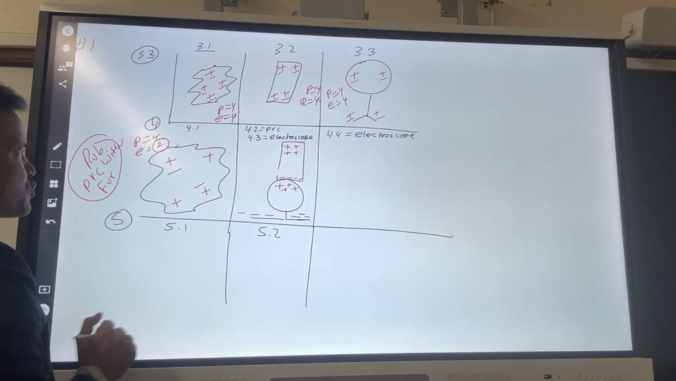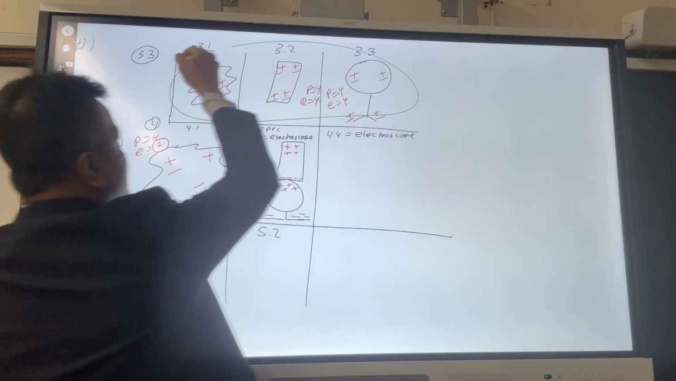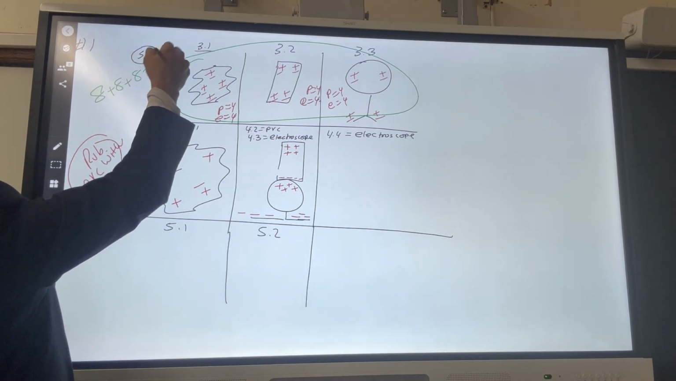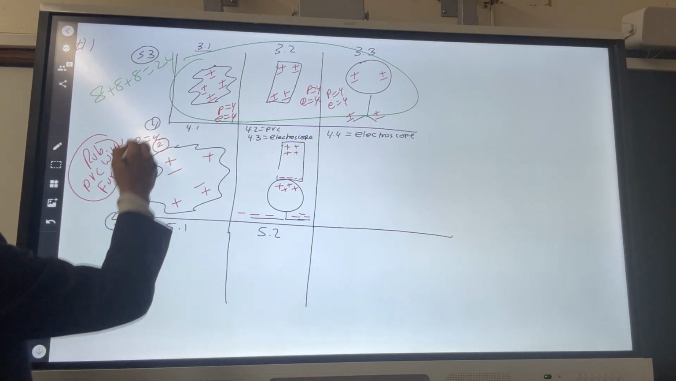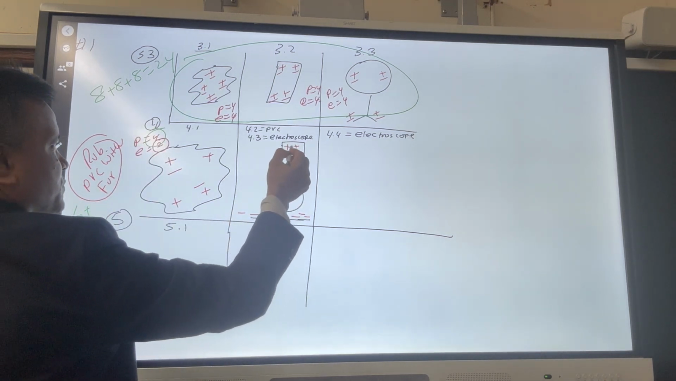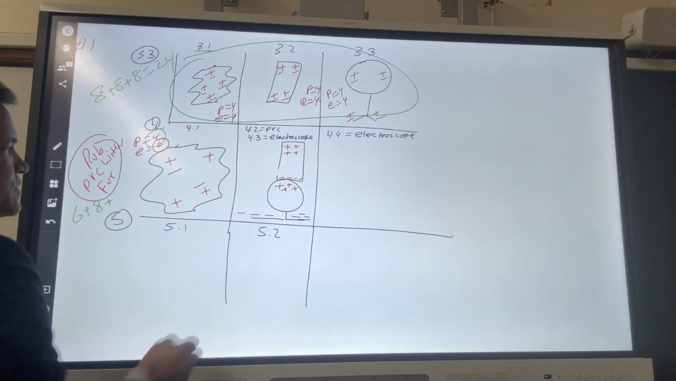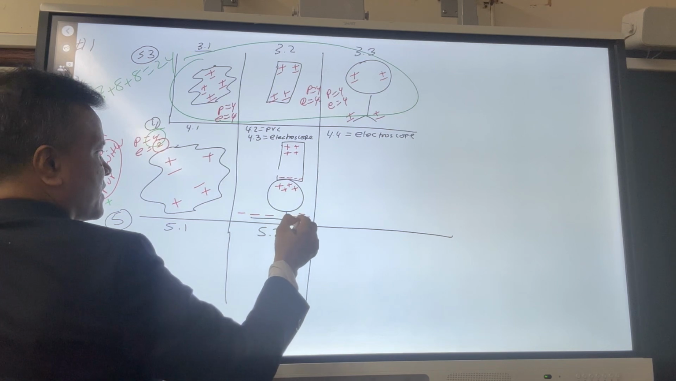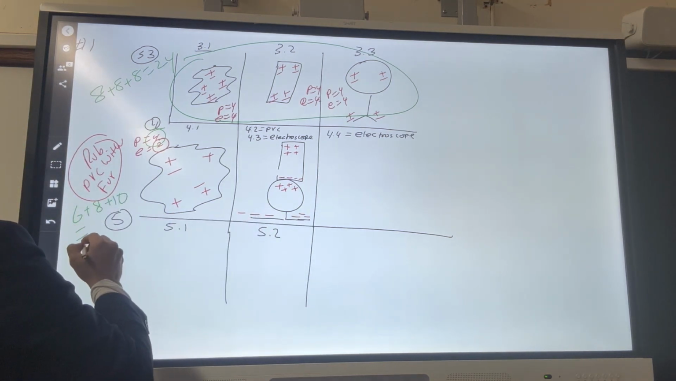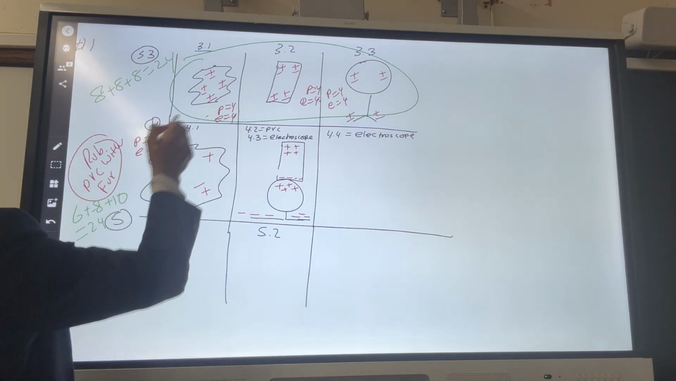Great. So now let's see if conservation of charge holds. 8 plus 8 plus 8, 24. 6 plus 2, 3, 4, 5, 6, 7, 8 plus 1, 2, 3, 4, 5, 6, 7, 8, 9, 10. 24. Conservation of charges holds.